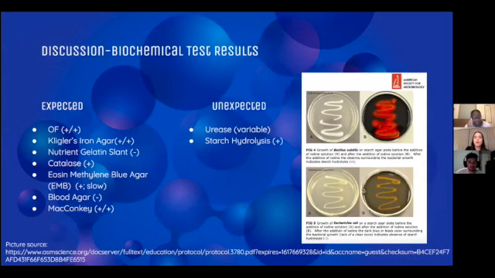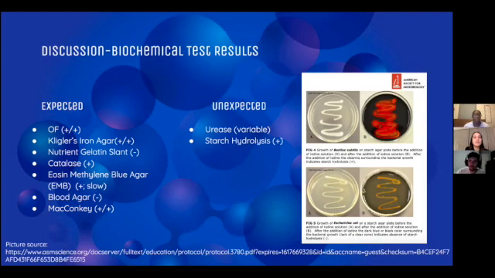Okay, so going off our biochemical test results, we had 2 unexpected results. For the urease test in week 6, we got a variable plate because it showed both pink and yellow, so both positive and negative. But then in week 8, when we did the API 20E test, we got just yellow, so it was a negative result. That would mean that our bacteria cannot produce and utilize the urease enzyme, actually.